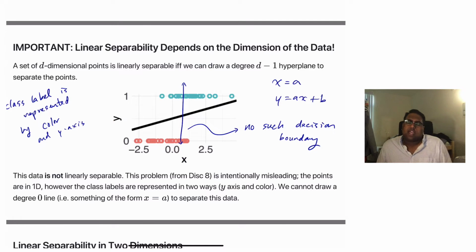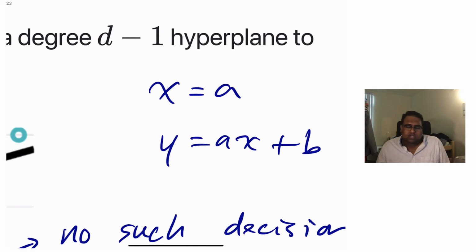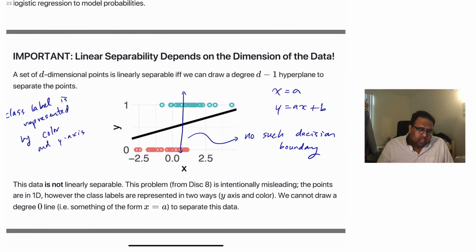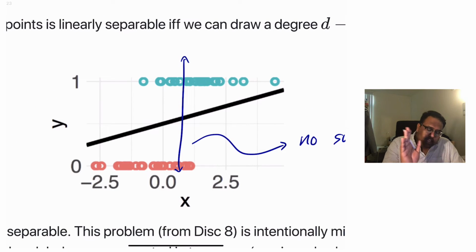points. And so again, for us, the degree d is 1, so we need to be able to draw a hyperplane of degree 0, which is really a line of the form x is equal to a. Okay? We need to be able to draw such a line, which is just a vertical line, and use that line to separate our points. And clearly, in this example, there's no such line I could draw. There's nowhere I could draw a vertical line here and say everything to the left is in one class and everything to the right is in another.